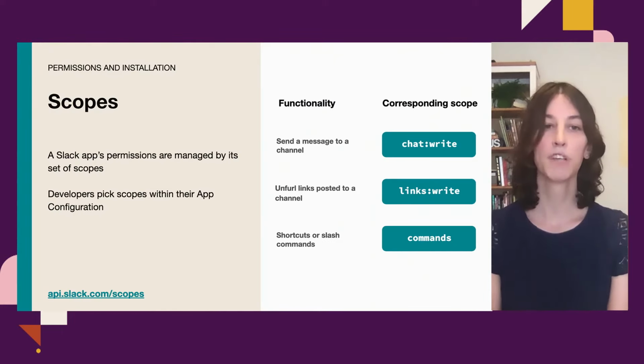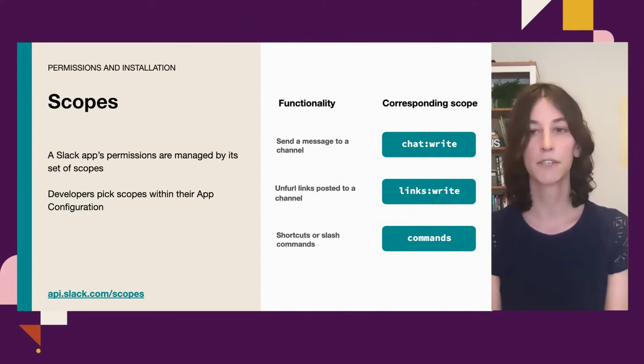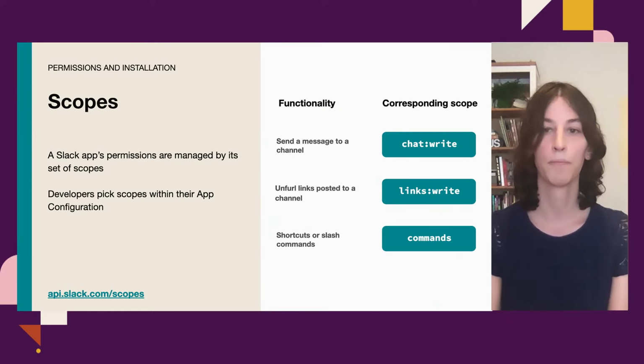So Slack apps are built around this permission model of scopes. And scopes are tied to specific pieces of functionality within Slack. For example, if you want to unfurl a link posted to a channel, you'll need the links write scope. Or if you want to use shortcuts and slash commands, you'll need the command scope. And these scopes are set up within your app configuration.